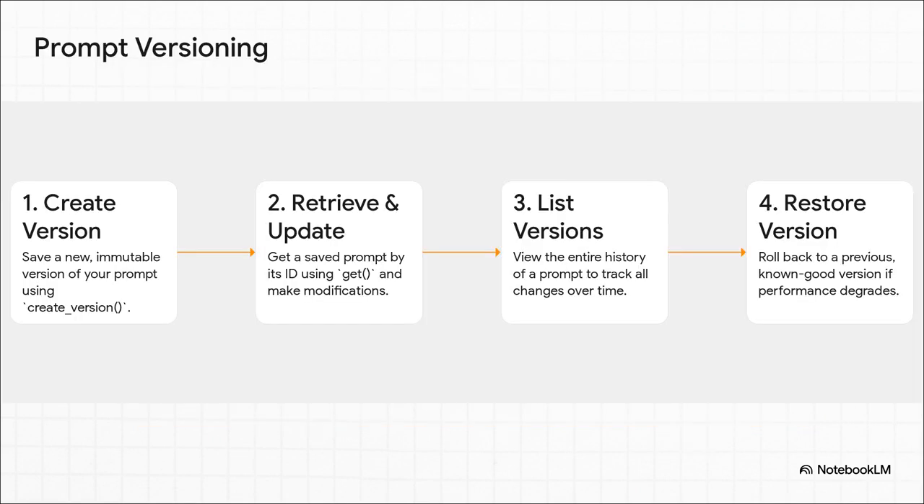What this gives you is a really structured, repeatable workflow for ML ops. You can save new versions, see the entire history of every change, and this is huge. If a new prompt suddenly breaks something in production, you can just instantly roll back to the last version that you know worked. I mean, for reliability, that is absolutely critical.